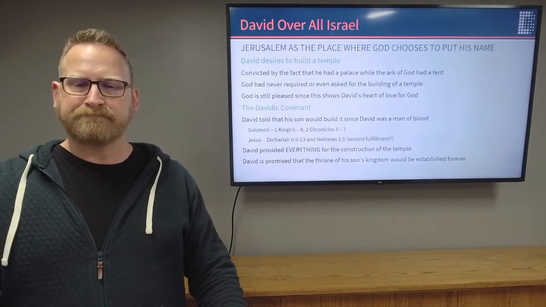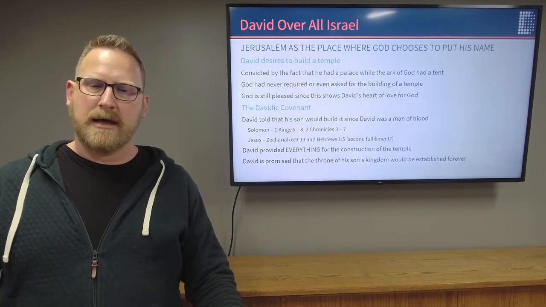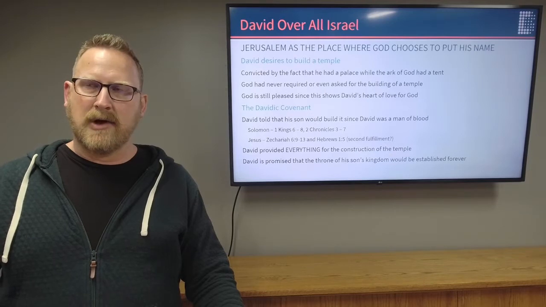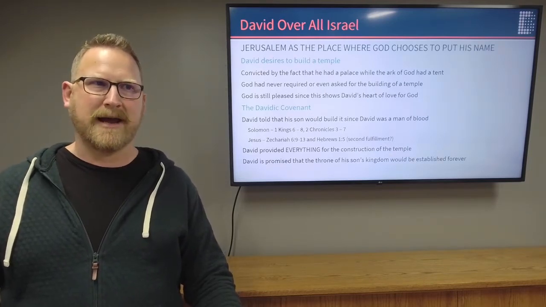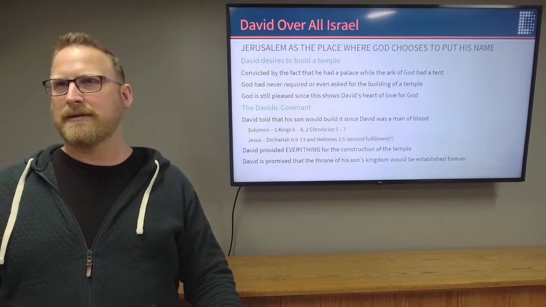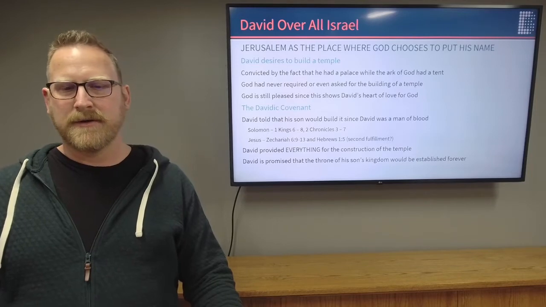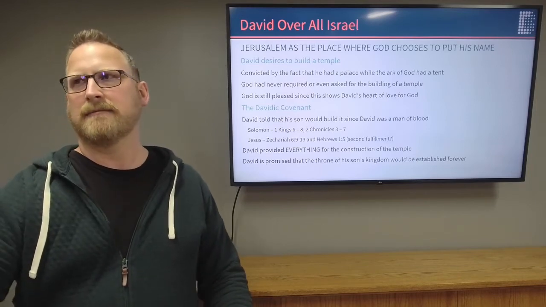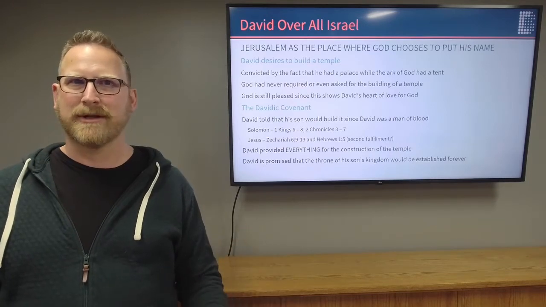So in Jerusalem, David desires to build the temple, and God basically responds, hey, all these years I've been fine with the tent. So why now do I need to have this house? Why do you think God responds that way to David? Because he's pleased. He's very clearly pleased that David wants to build him a house.